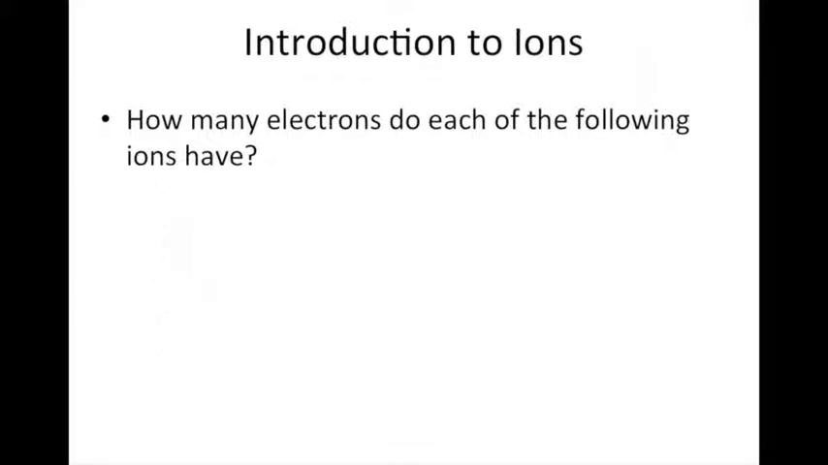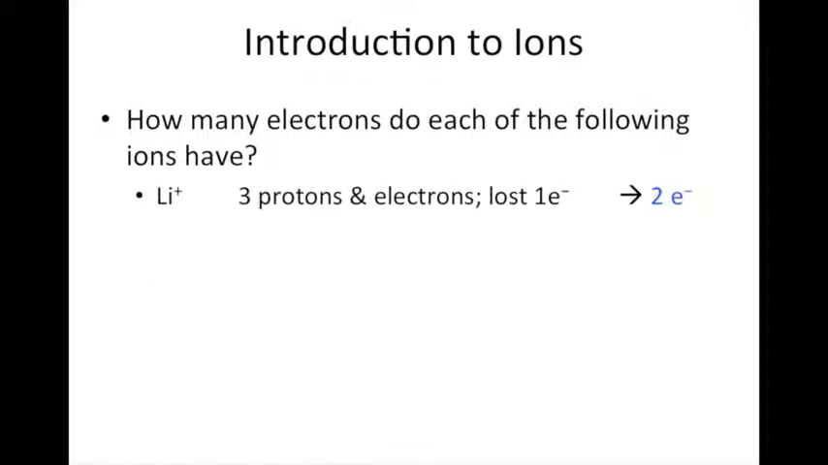Okay, so the first one, we have lithium +1. Now the lithium atom has 3 protons and 3 electrons. The positive charge indicates that it has lost 1 electron. So Li+, or the lithium cation, will have 2 electrons.